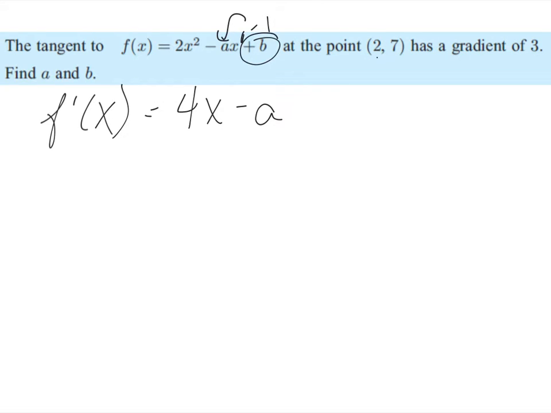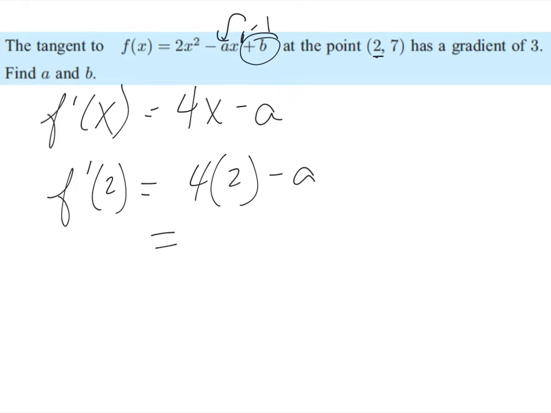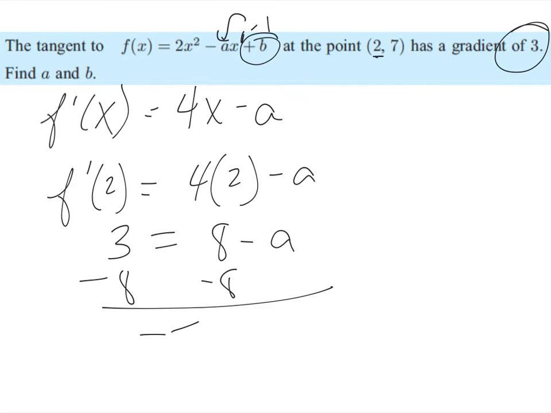So now we have to take our x value and plug that into our derivative. So 4 times 2 minus a, so we get 8 minus a. And that is equal to 3 because it has a slope of 3. So we subtract the 8 from both sides, and we get negative 5 equals negative a, divide by negative 1, and we get a equals 5.